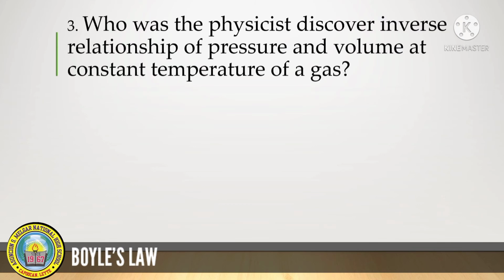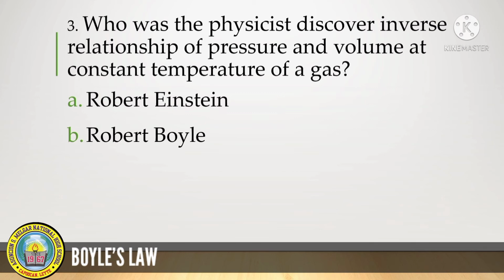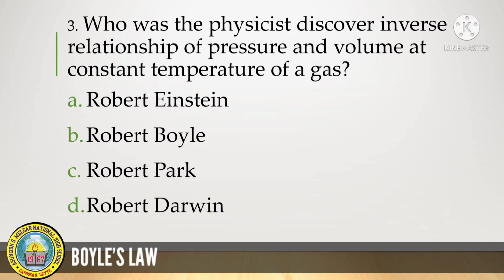Question number 3. Who was the physicist who discovered the inverse relationship of pressure and volume at constant temperature of a gas? A. Robert Einstein, B. Robert Boyle, C. Robert Park, or letter D. Robert Darwin?